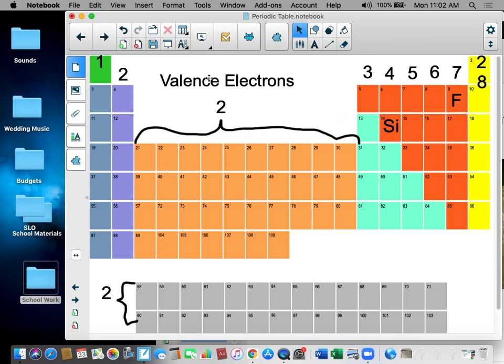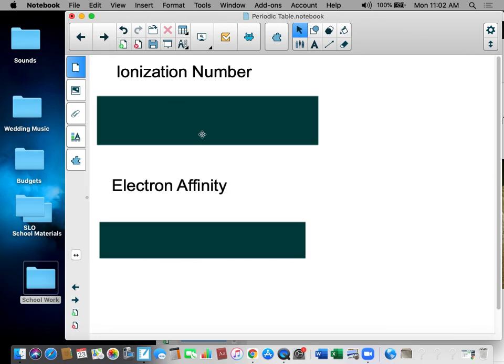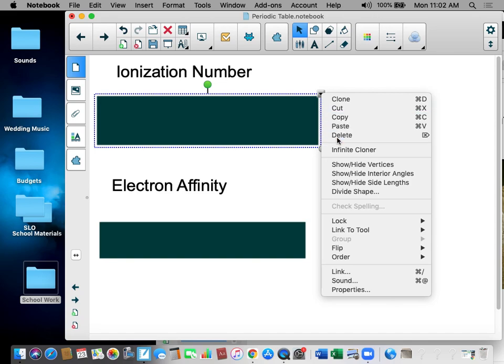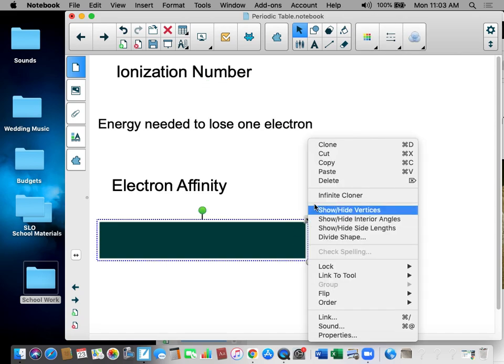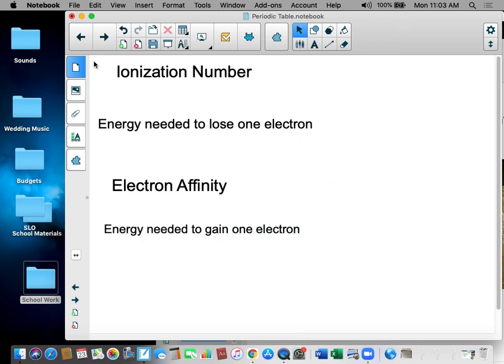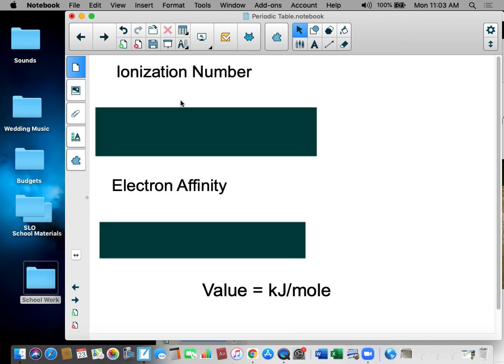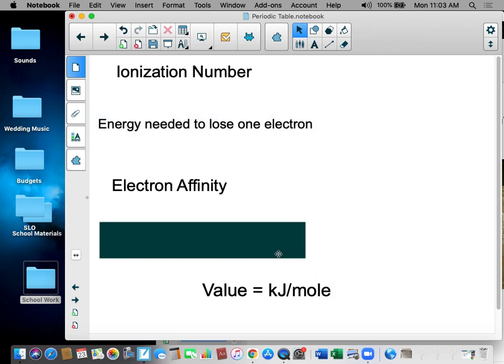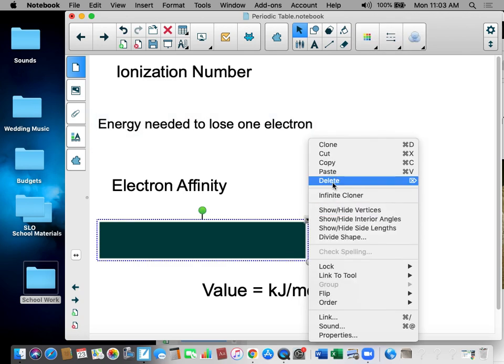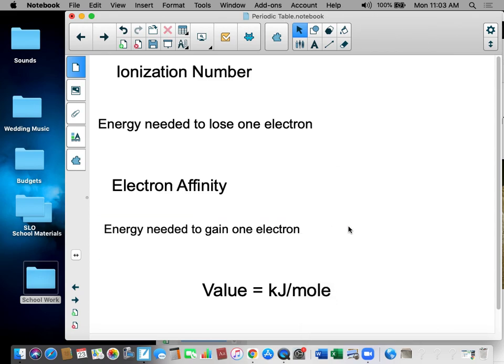Fluorine would have 7. All right, two more of the values. We're looking at ionization energy and electron affinity. Ionization energy is defined as the energy needed to lose an electron. Electron affinity is the amount of energy needed to gain an electron. In reality, for these, we're going to get a value in kilojoules per mole. It's an actual number, okay? But because we don't know those, we're just going to make it simpler by identifying something off the periodic chart.